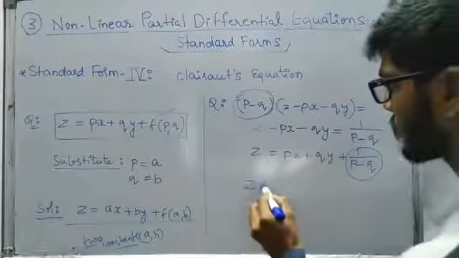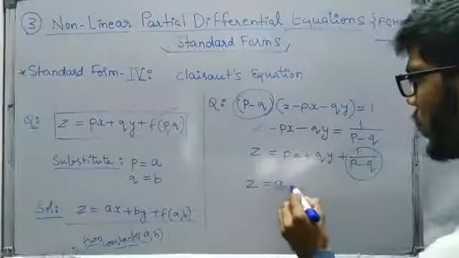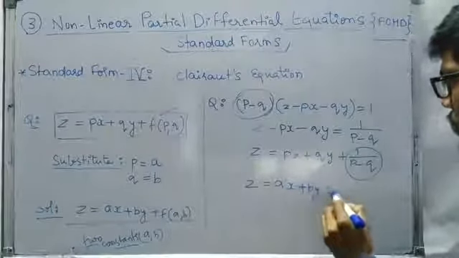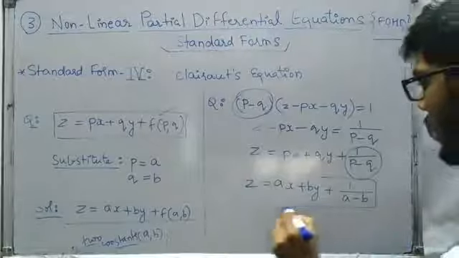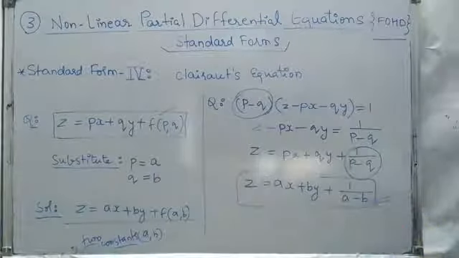So now let us substitute p is equal to a and q is equal to b. So we are going to convert this function of p comma q in the form of function of a and b. So this is going to be our solution directly.